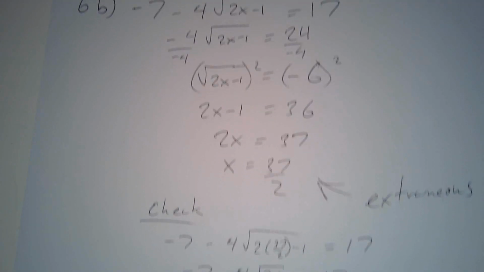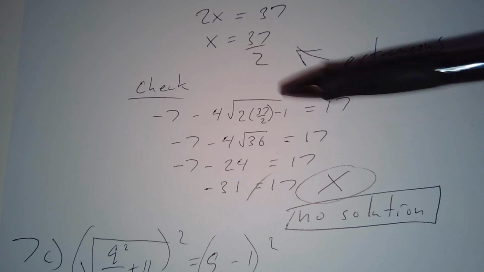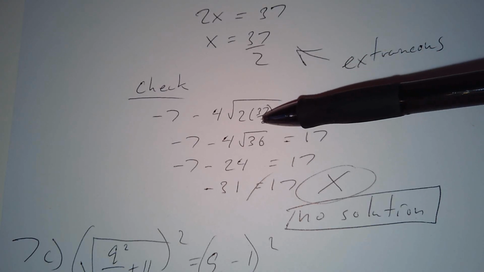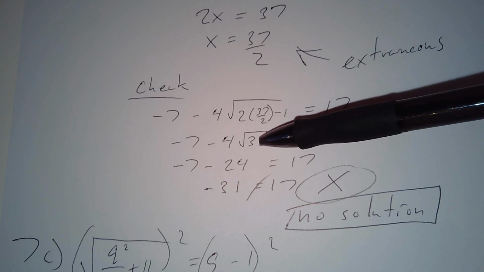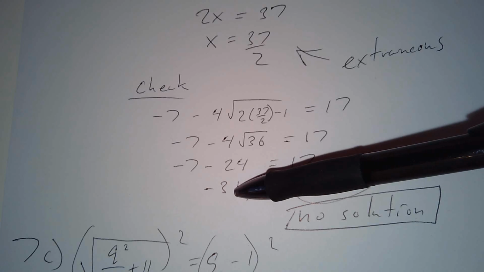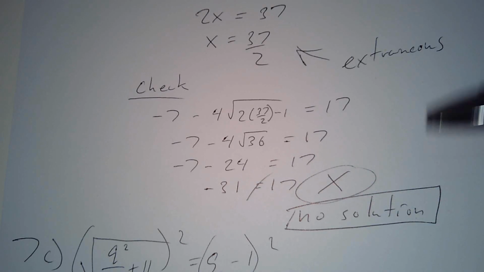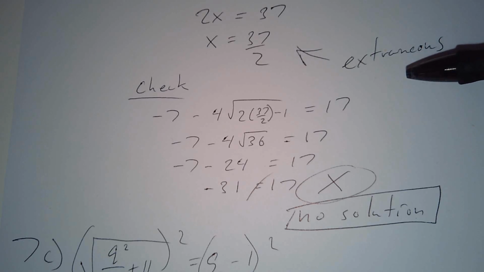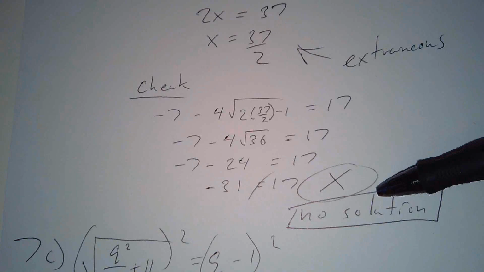So if we put that in, what's going to happen is you're going to multiply this, and you're going to get 36 inside the root, which is going to be 6. And then -7 minus 24 is -31. Okay, which doesn't equal 17. So because that's extraneous and that's the only answer you got, this would have no solution. Okay, so there'd be no solution for this question.